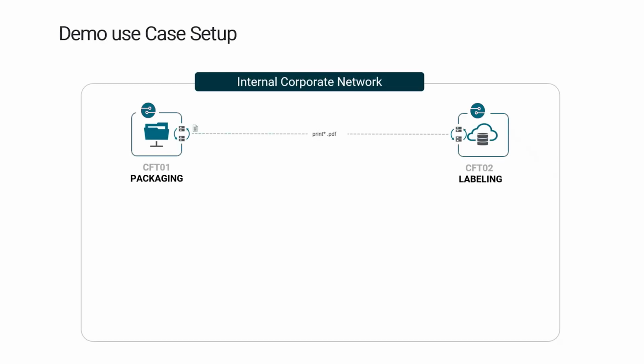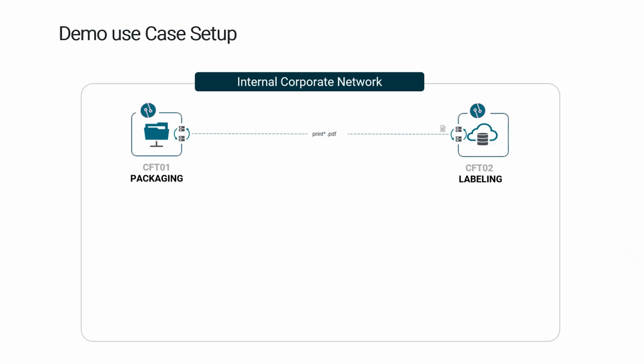To illustrate the value of these APIs, let's look at a practical business use case involving two internal systems, packaging and labeling. And they need to securely exchange print-ready files. In this scenario, neither of the partners exists, and we will set up the partners and send the file to test the peer-to-peer transfer, all using APIs.